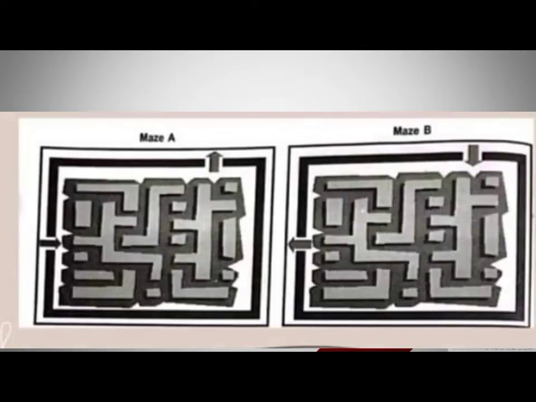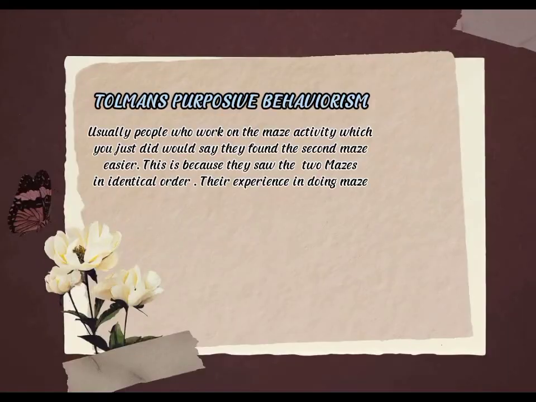Before I formally start our discussion, I will first explain the meaning of this picture. As you can see, there are two mazes, Maze A and Maze B. In Maze A, the entrance is in the left part of the maze, and the exit is in the upper part. While in Maze B, the entrance is in the upper part of the maze, and the exit is in the left part. So if we are going to solve the maze, I know that we have an idea on how to enter and exit the two mazes. So this picture is connected to Tolman's purposive behaviorism.